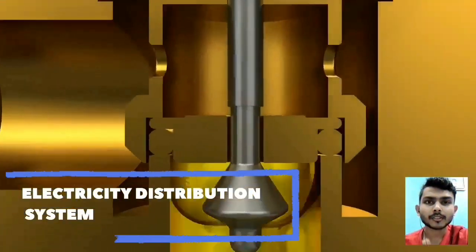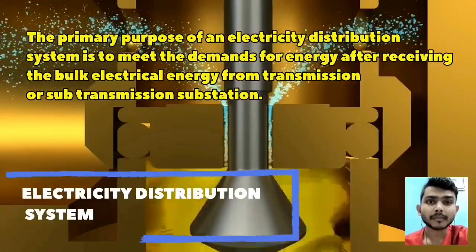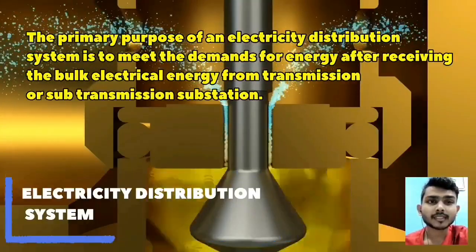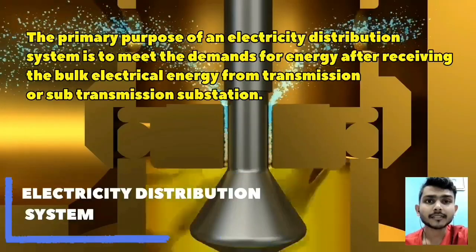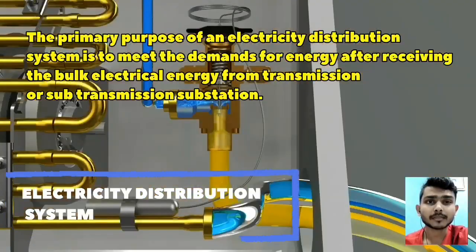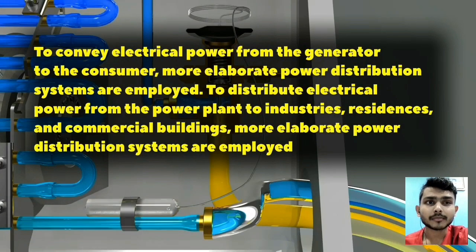Hi, I'm going to talk about the electrical distribution system for this case study. The primary purpose of an electrical distribution system is to meet the demand for energy after receiving the electrical energy from the transmission or sub-transmission station. To convey electrical power from the generator to the consumer, more elaborate power distribution systems are employed, to distribute electrical power from the power plant to industries, residents and commercial buildings.